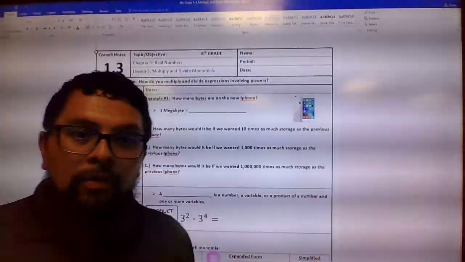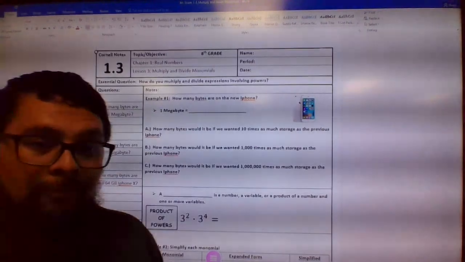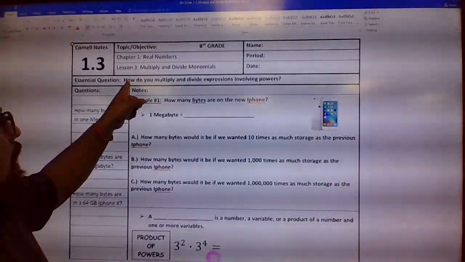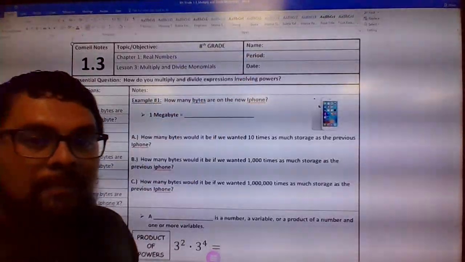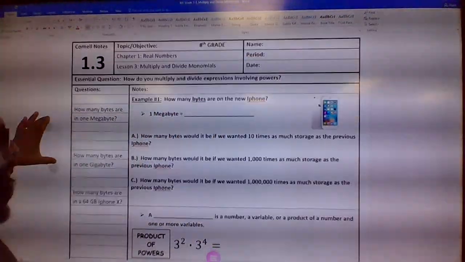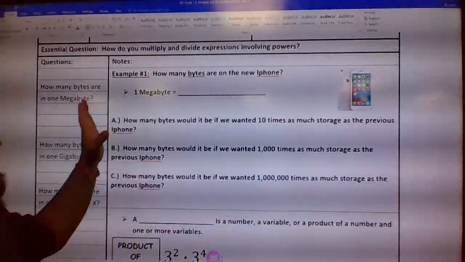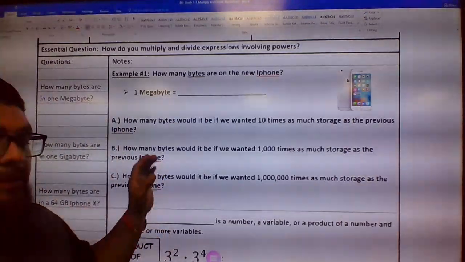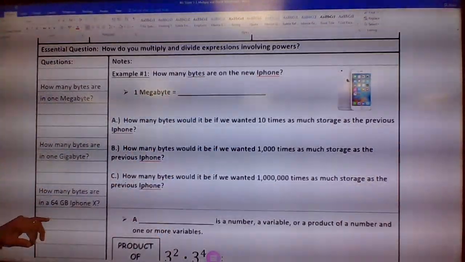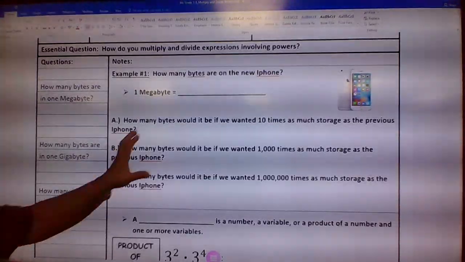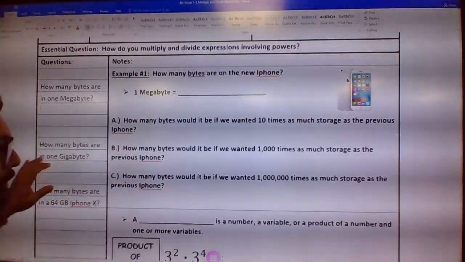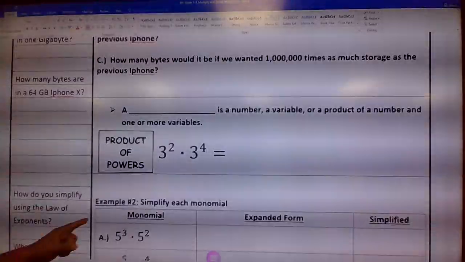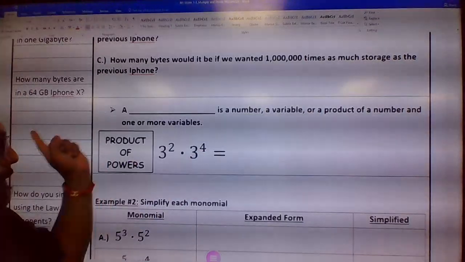Now we're at 1.3. We're not going to go over 1.4 that much because we just finished it. On this one, how do you multiply and divide expressions involving powers? In the example about the iPhone, we found out there's a lot of memory in your phone. There could be 64 gigabytes in an iPhone. We have a lot of big numbers here. Then we looked at the product of powers.